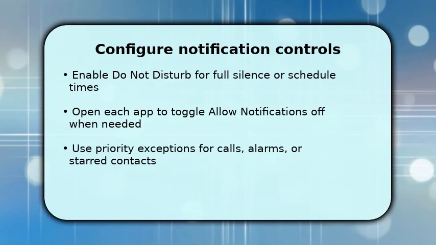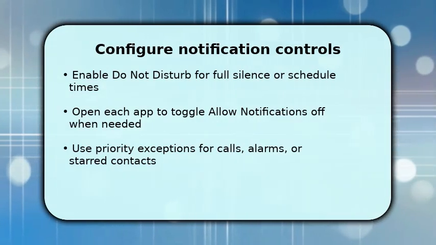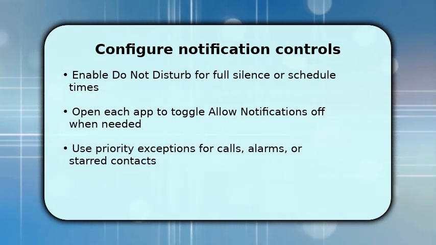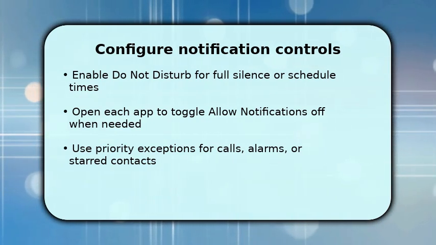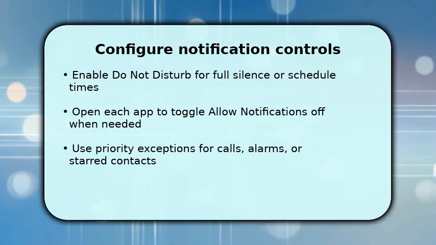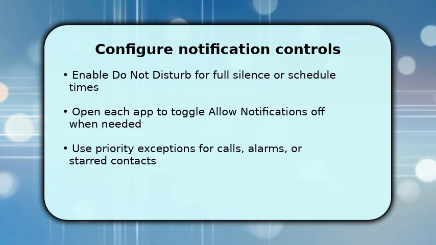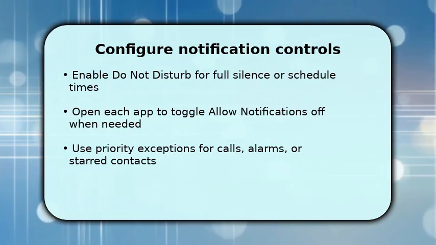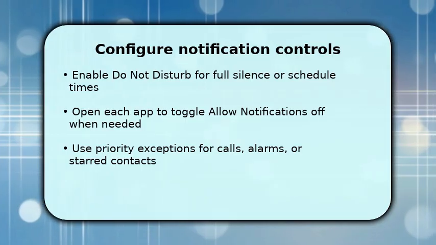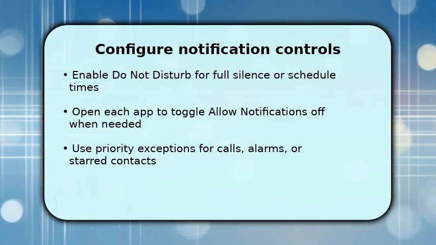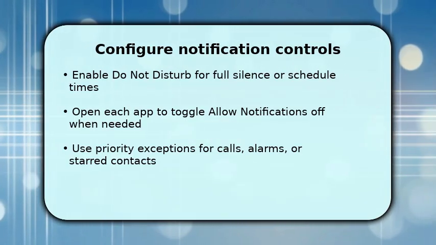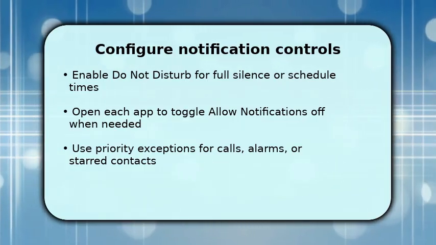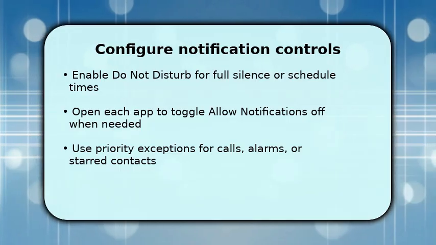Now you refine behavior. Turn on Do Not Disturb to silence all alerts and set start/end times if you prefer automatic privacy. You should also open high-volume apps and switch Allow Notifications off for each one you don't want interrupting you. Make use of priority exceptions so alarms and important calls still reach you. This prevents missed emergencies. Once configured, review notification categories inside apps to mute banners, sounds, or lock screen previews individually.